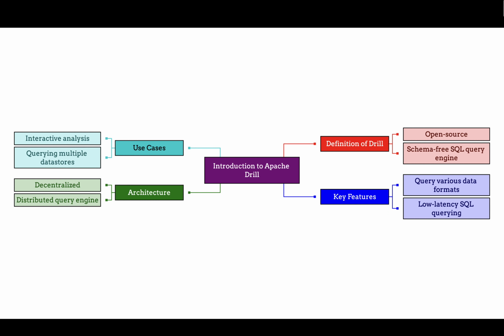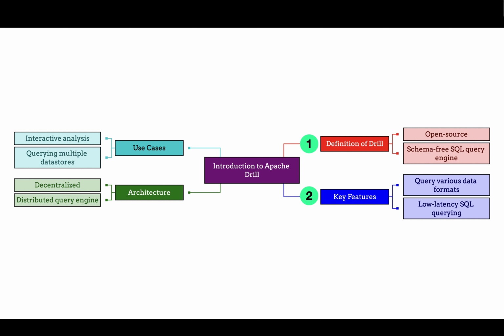Introduction to Apache Drill. 1. Definition of Drill. Apache Drill is an open-source, schema-free SQL query engine for Hadoop, NoSQL, and cloud storage. It's designed to perform interactive analysis on large-scale datasets stored in distributed file systems or NoSQL databases.